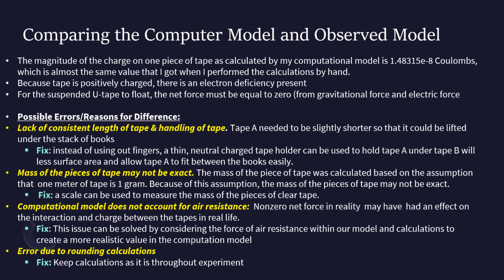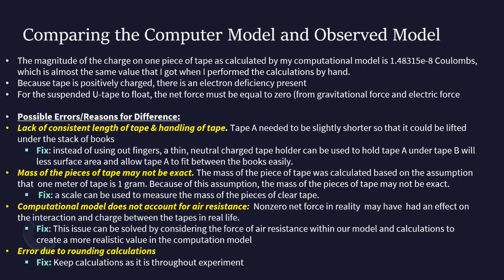Here are the results from the computational model. The magnitude of the charge of one piece of tape was calculated to be 1.48 times 10 to the negative 8 coulombs in the model, which is almost the same value I got when I calculated it by hand. Because the tape is positively charged, there is an electron deficiency present, and for the suspended U-tip to float, the net force must be equal to 0, as shown by the gravitational force and electric force.